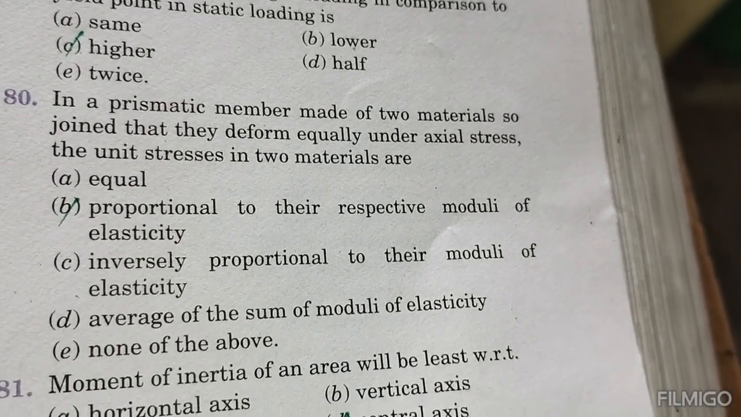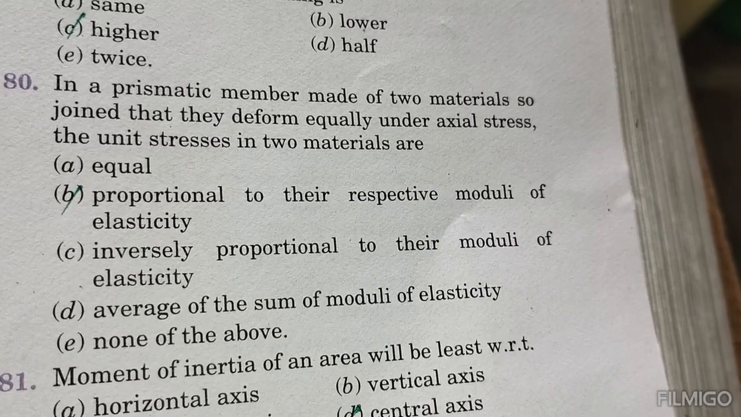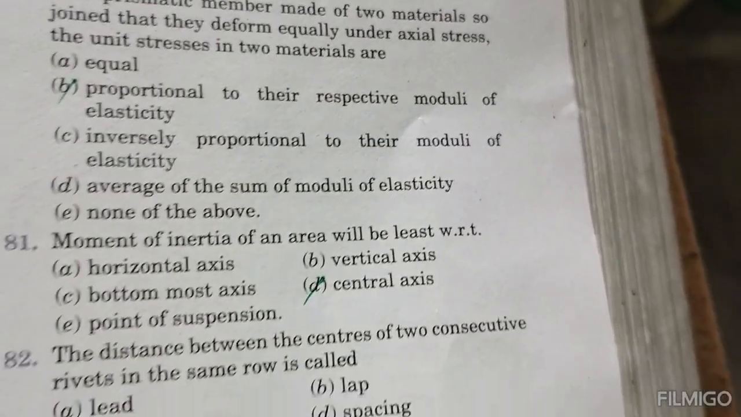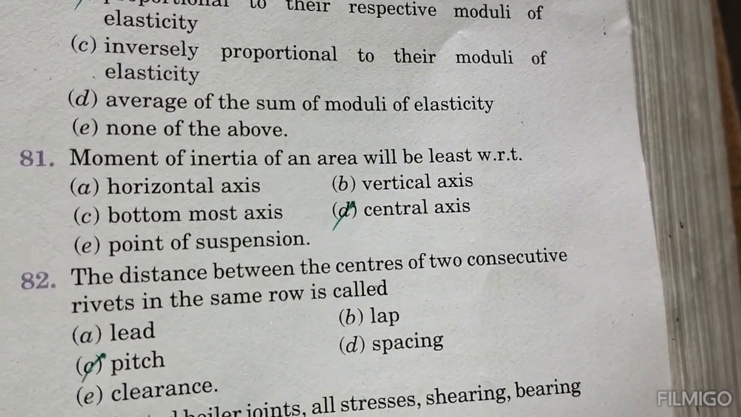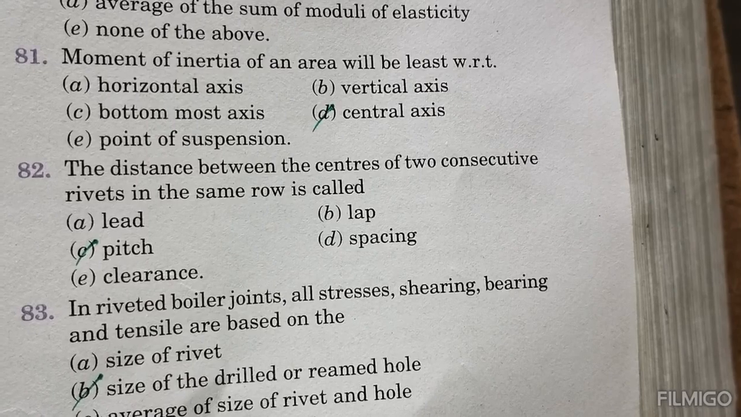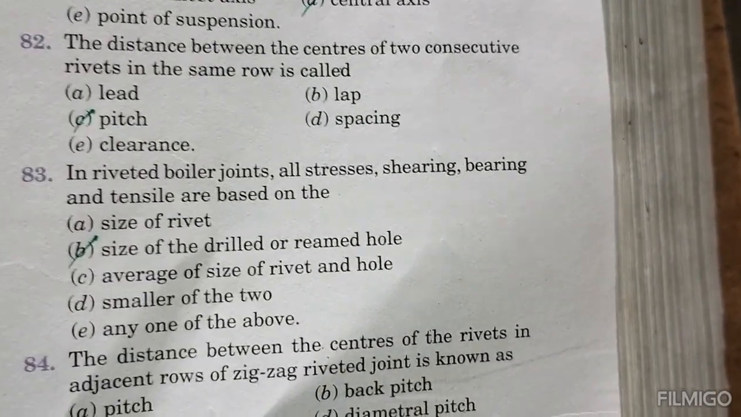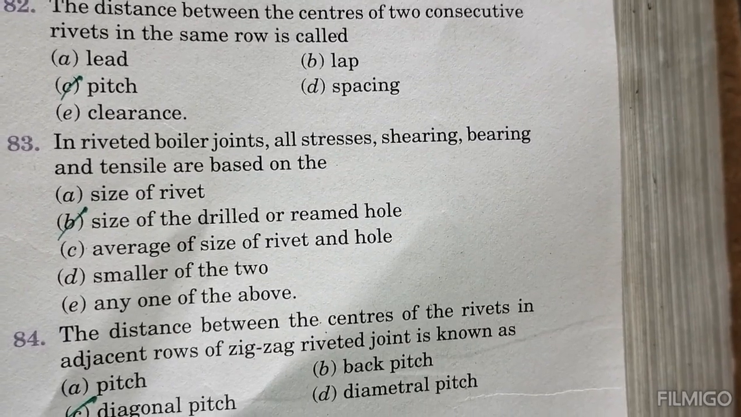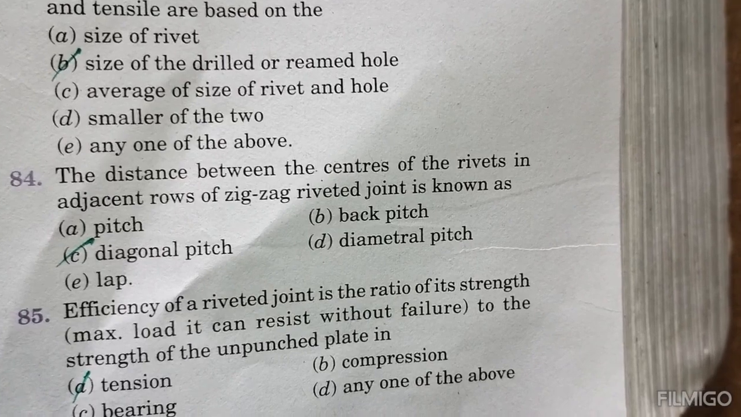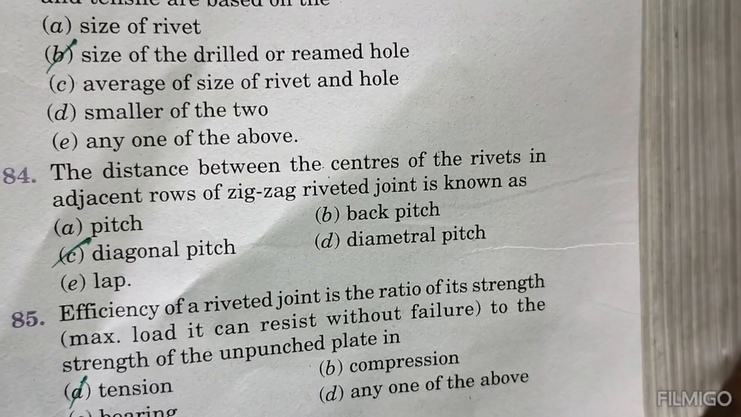In a prismatic member made up of two materials joined together, they deform equally under axial stress. The unit stresses in the two materials are proportional to their respective moduli of elasticity. Moment of inertia of an area will be least with respect to the central axis. The distance between the centers of two consecutive rivets in the same row is called pitch. In riveted boiler joints, all stresses, shearing, bearing and tensile, are based on the size of the drilled or reamed hole. The distance between the centers of rivets in adjacent rows of a zigzag riveted joint is known as diagonal pitch.